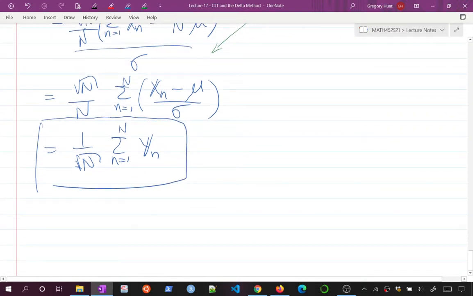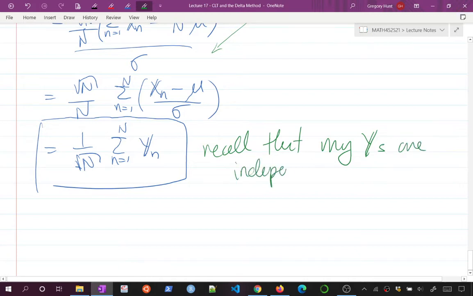We call them y's. And recall that my y's are independent. They're independent because the x's are independent, and then I just do a simple transformation of the x's to get the y's, and the y's are independent. And you get this normalized sum, which looks a lot like that normalized sum I had talked about at the beginning of the lecture. 1 over root n times the sum of some y's, right?